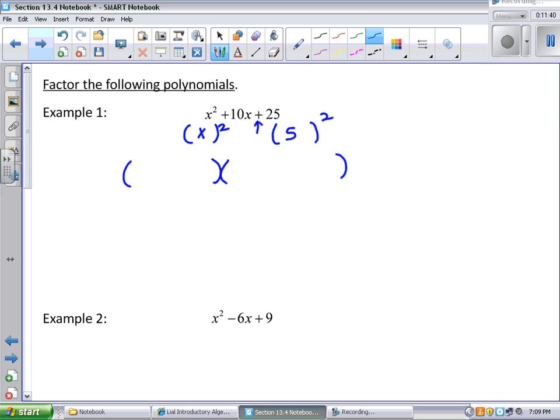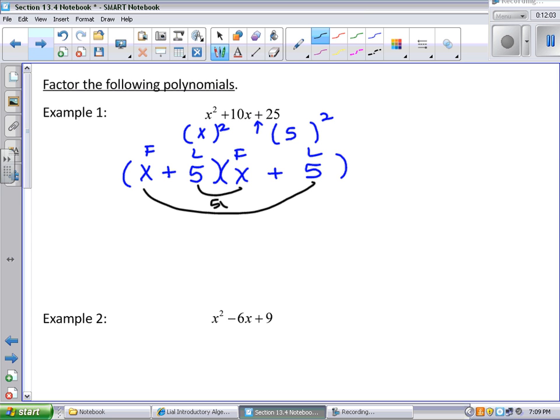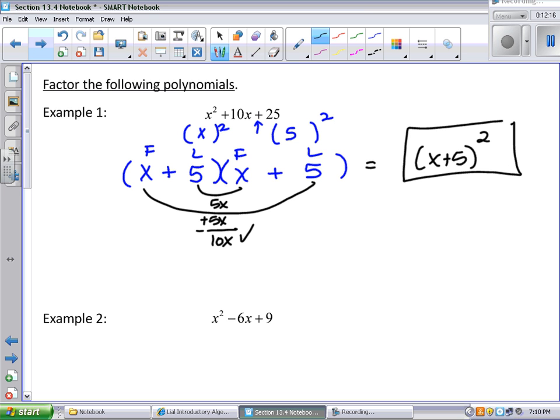And the method that was there said do first, last, first, last. The first one is x, the last one is 5. My middle coefficient is positive, so I'm going to do plus here and plus here. Multiply the inside and the outside terms. I get 5x plus 5x is 10x. That is my middle term. It means this factors as x plus 5 squared. There's our perfect square binomial.